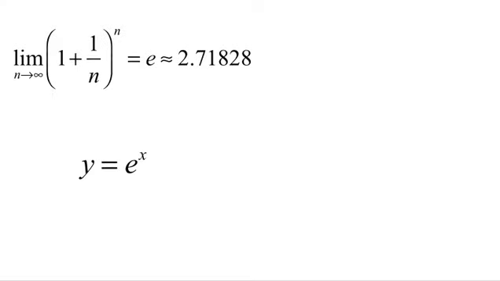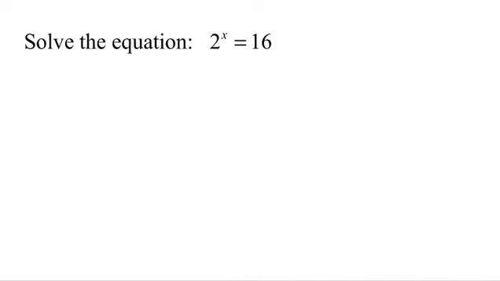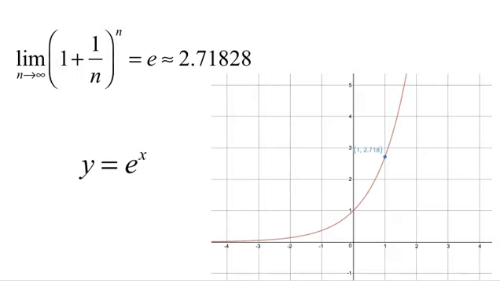So one of our favorite functions is the function f of x, or y equals e to the x. Let's just take a quick look at that graph. E to the 0 is 1, e to the 1 is e. You'll notice e to the 1 is about 2.718. E to the 2 is e squared, e to the negative 1 is 1 over e. So this is a very important function that you'll see quite a bit in calculus. All right, we're going to move on to solving an equation.